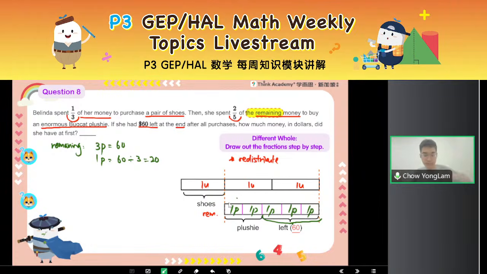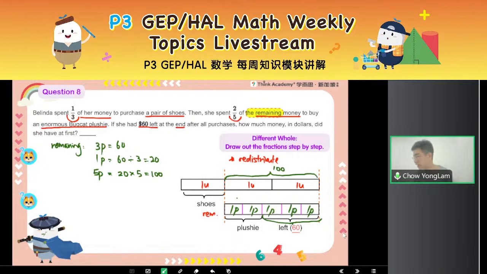We go step by step back. Right? 60 is 3 parts. Can we find the entire remaining parts first? Yes, we can. The remaining 5 parts is equal to 20 times 5 equals 100. Right? That means the remaining at first is 100 before she spent on the plushie. This entire part is 100.